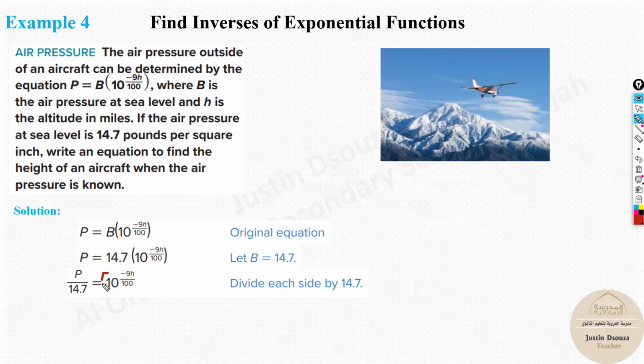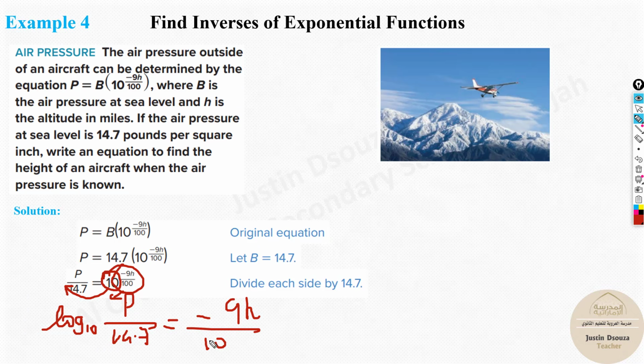Now all you do is this: take it to the other side, and it will be log of base 10, and whatever is the power comes down. We have done this just now. Log 10 p by 14.7 equals minus 9h by 100. Now take the 100 to the other side and then divide both sides by negative 9. You will get the answer.